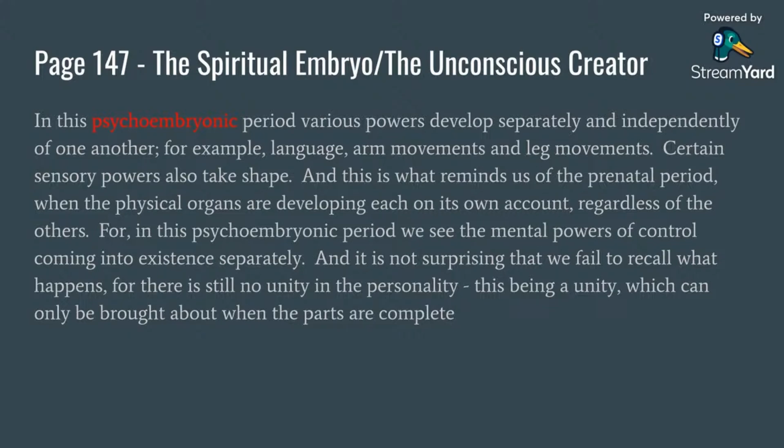And she says, "In this psychoembryonic period, various powers develop separately and independently of one another. For example, language, arm movements, and leg movements. Certain sensory powers also take shape. And this is what reminds us of the prenatal period, when the physical organs are developing each on its own account, regardless of the others. For in the psychoembryonic period, we see the mental powers of control coming into existence separately. And it is not surprising that we fail to recall what happens, for there is still no unity in the personality. This being a unity which can only be brought about when the parts are complete."